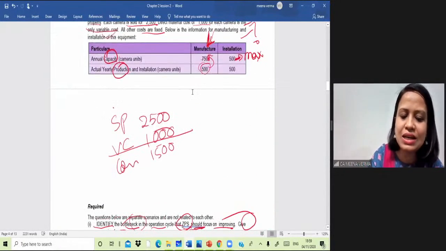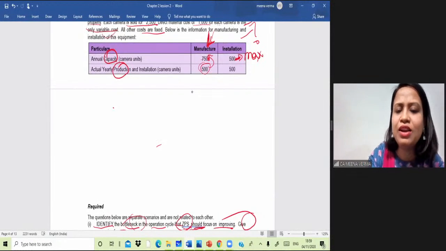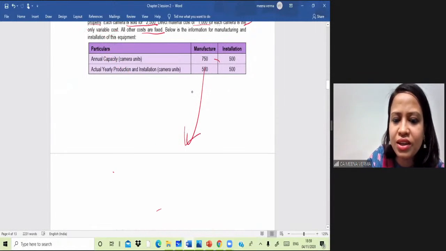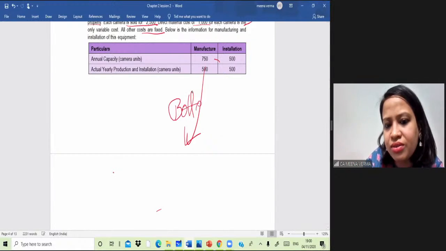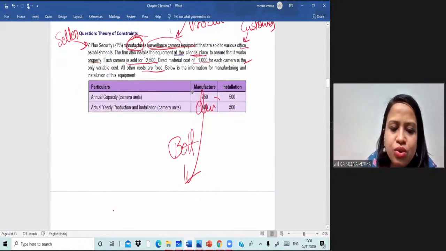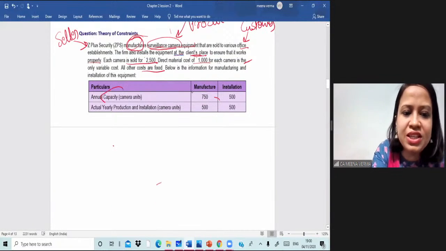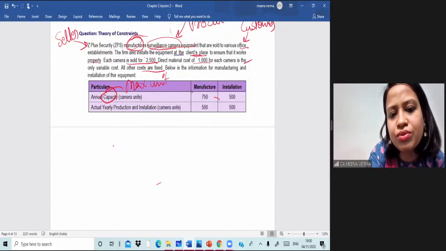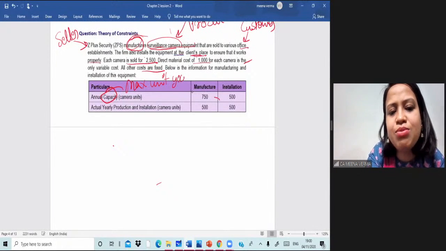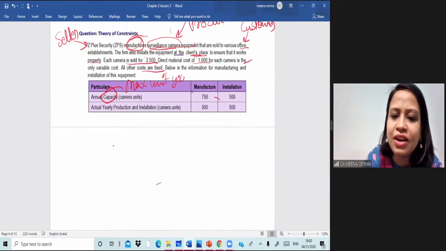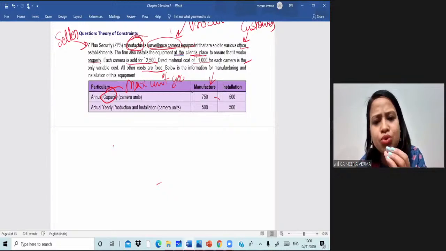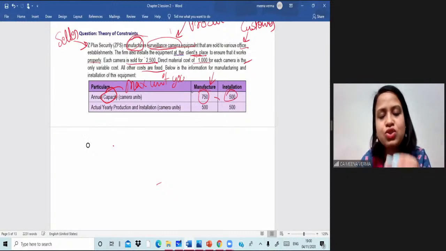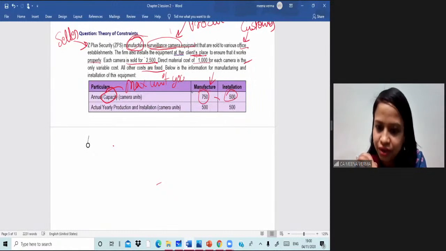But one of the students is asking me, ma'am, don't you think that the manufacturing place is a bottleneck activity? Why is this the bottleneck? You can see in this question, capacity. Capacity means the maximum units you can produce. In manufacturing, the maximum you can manufacture is 750 units. However, at the place of installation, you can install only 500 cameras.